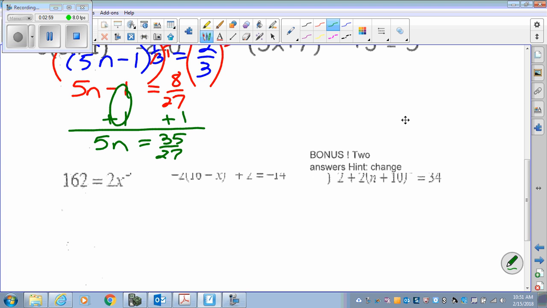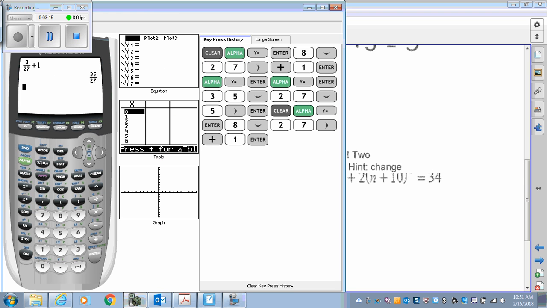Okay, now I have 5 times n, so I want to divide by 5, and I'm going to divide this fraction by 5, both sides by 5. Okay, so that gives me n by itself. And then now I have this fraction divided by 5, so I can do that on my calculator. I have a fraction. Right, but my numerator is also a fraction.